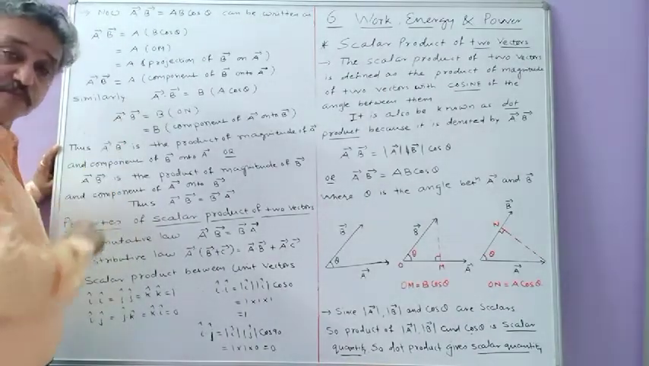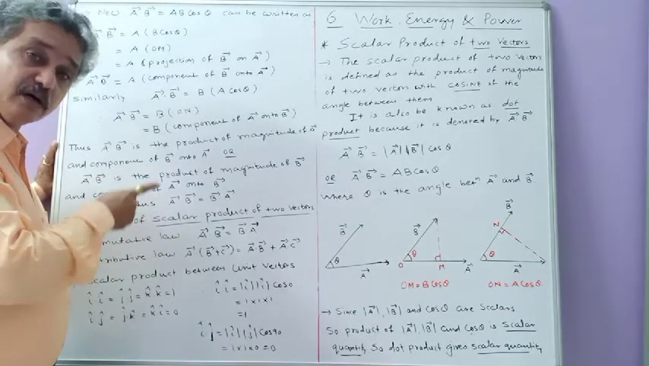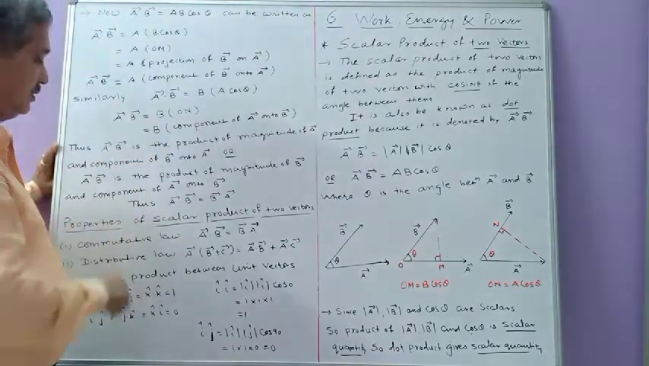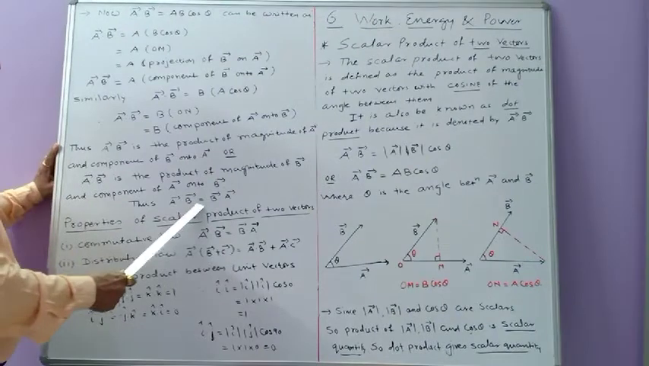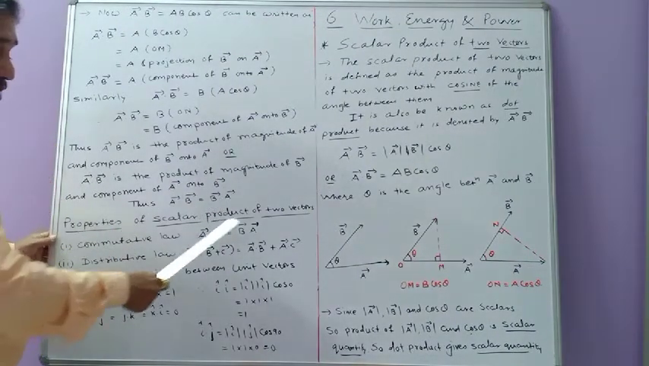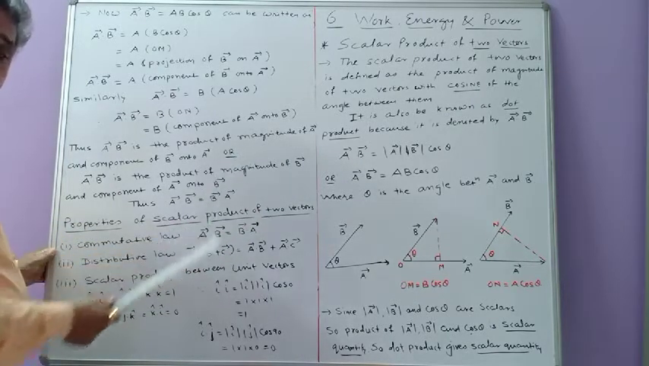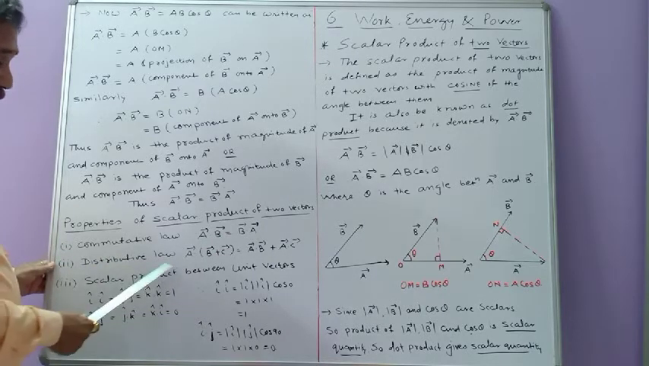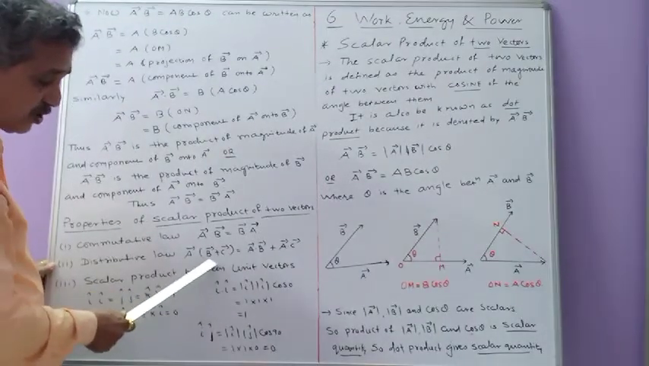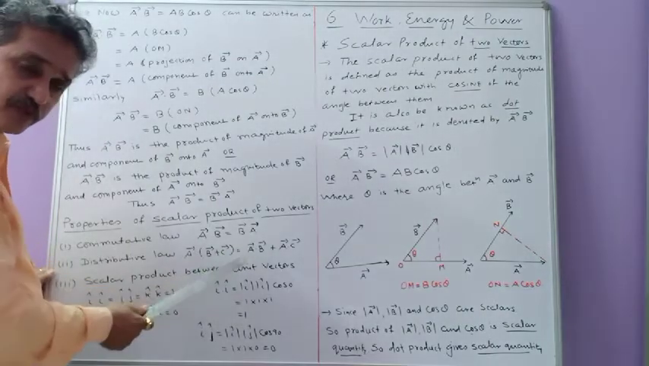The component of the other vector which is taken in the direction of the first vector. Thus vector A dot B equal to B dot A. It means what? It obeys the commutative law. Now there are the properties of the scalar product. First property, commutative law, vector A dot B equal to B dot A. Distributive law, vector A dot in bracket vector B plus C equal to vector A dot B plus vector A dot C. We will see the proof of this one later on.